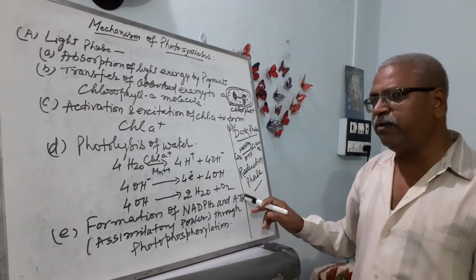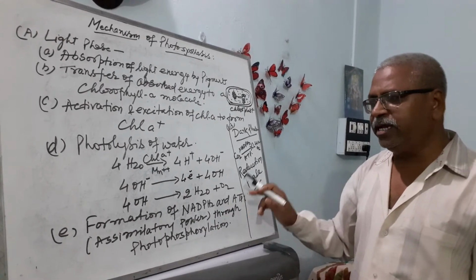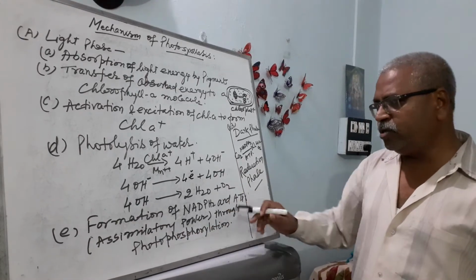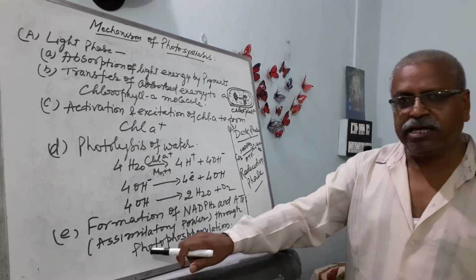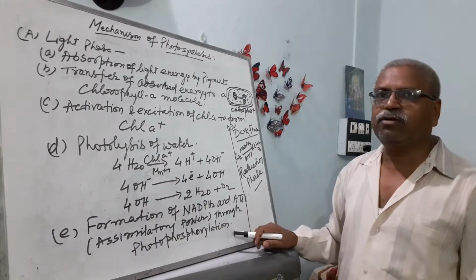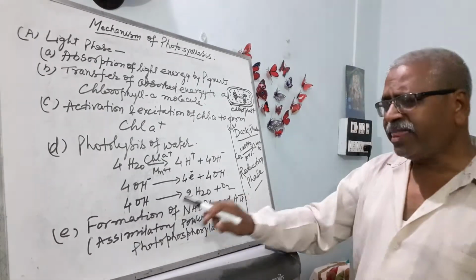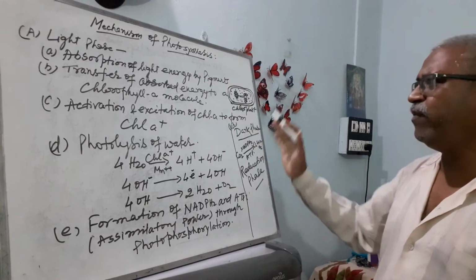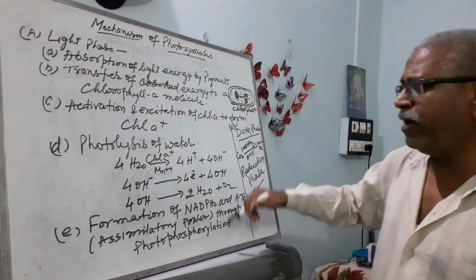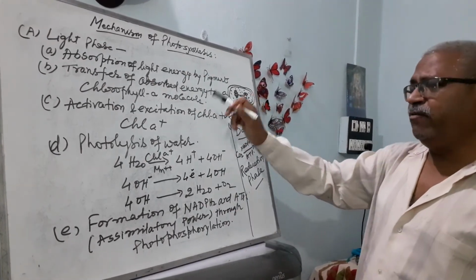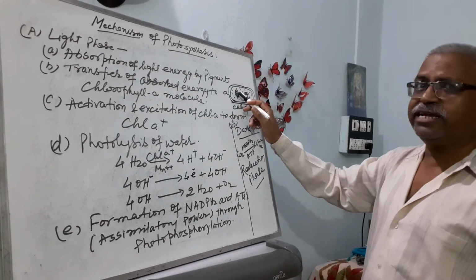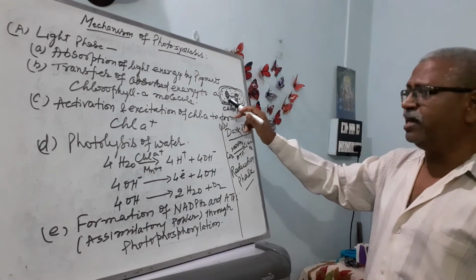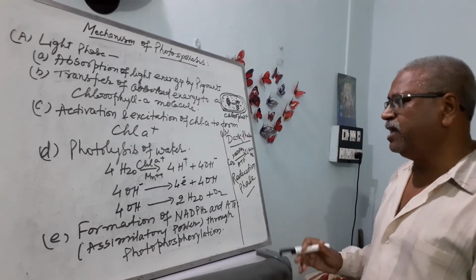These are the end products of the light phase. It is known as assimilatory power, and the formation of ATP occurs through the process of photophosphorylation. This assimilatory power is utilized in the dark phase. All these reactions occur where the pigments are present, that is in the granum, and now the dark phase occurs in a stroma where the enzymes are present.